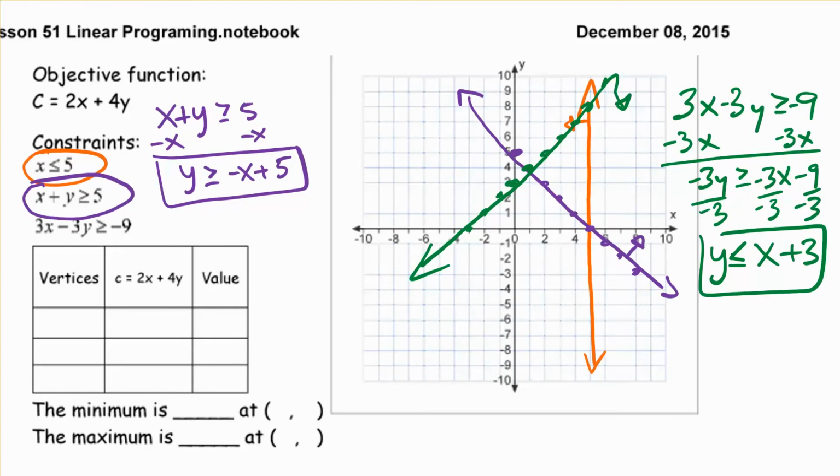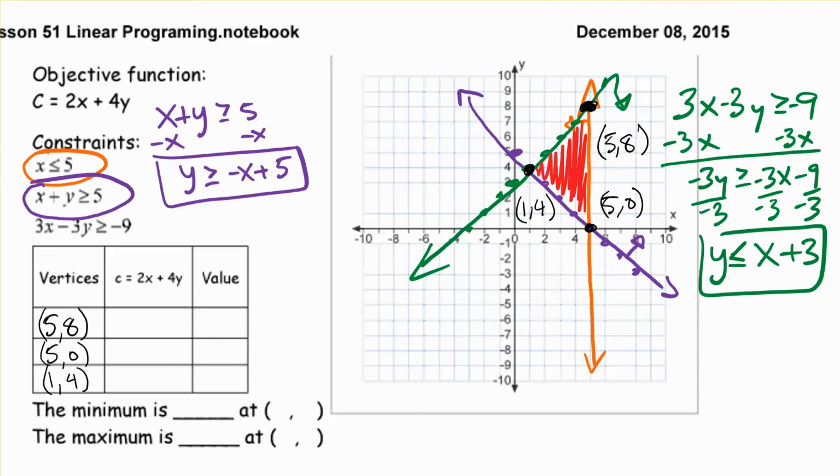So what would be our feasible region? Our feasible region would be this triangle that's made here. And so our vertices, we've got a vertex right here at this point, which looks to be 5, 8. We've got a vertex here, which is 5, 0. And we've got another vertex here, which is 1, 4. So we're going to plug those in: 5, 8, 5, 0, and 1, 4.